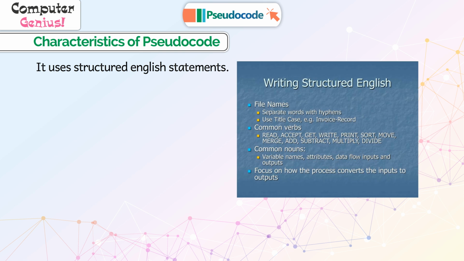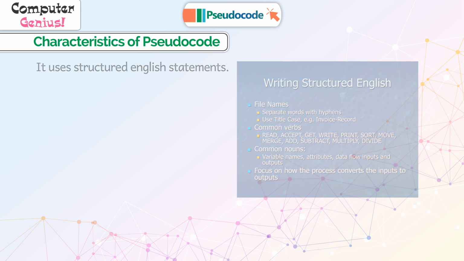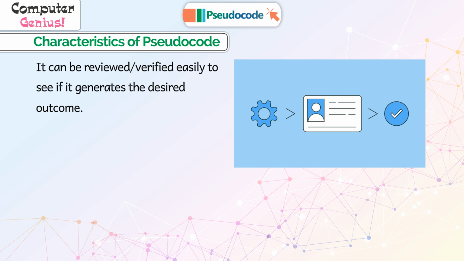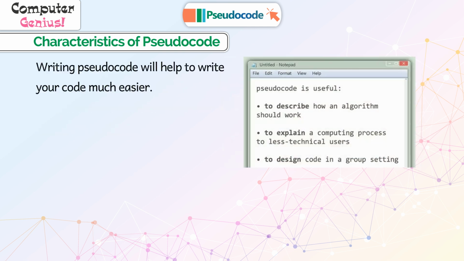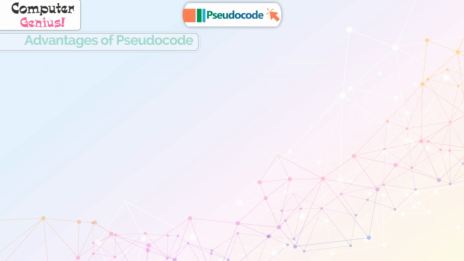Characteristics of pseudocode. It uses structured English statements. It can be reviewed or verified easily to see if it generates the desired outcome. You can focus on all possible scenarios. So, this helps you to understand the potential problems that might come up later. Writing pseudocode will help to write your code much easier.